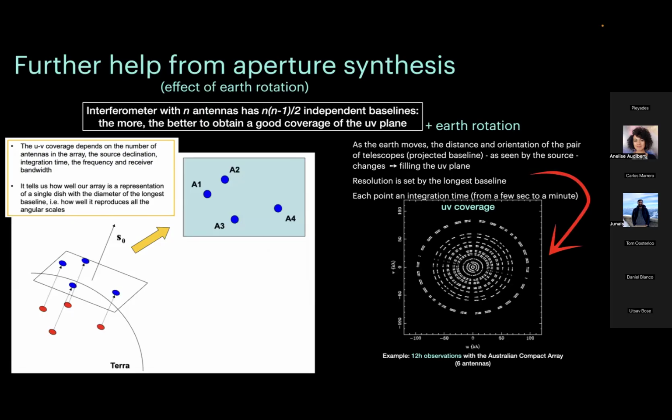So this is another illustration of this UV coverage. Again, as the Earth rotates, seen from the source, the orientation and also the projected separation of the two telescopes changes with time, so you start filling the plane. But you always need the 12 hours? No, well, in principle, you do not need. But the longer you observe, I'll show an example, the better it is.